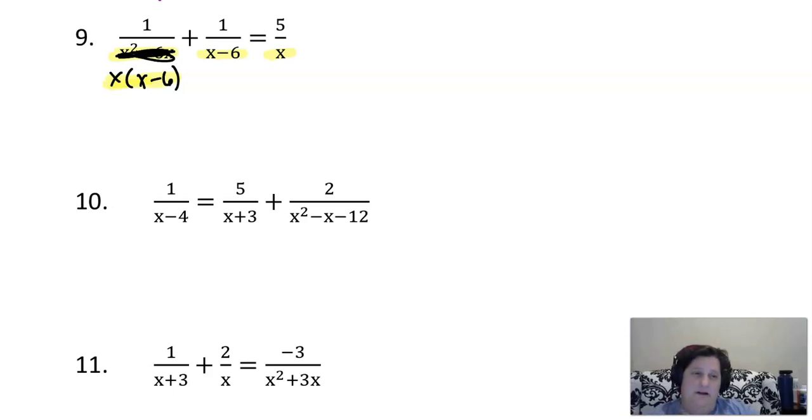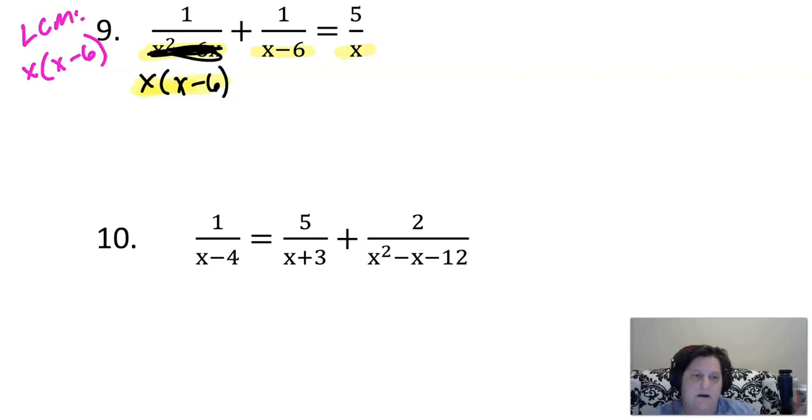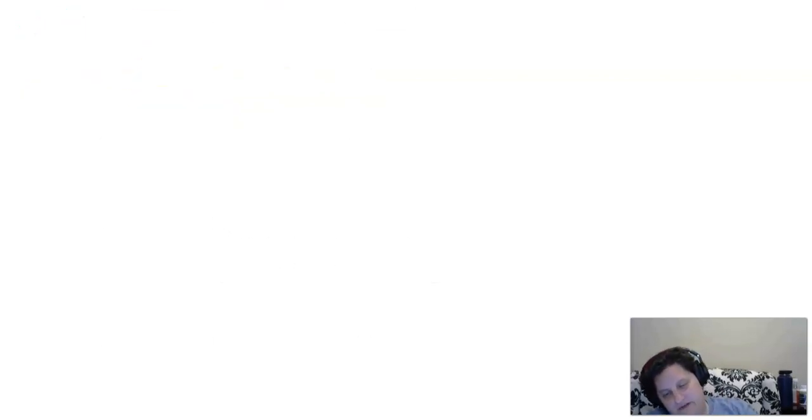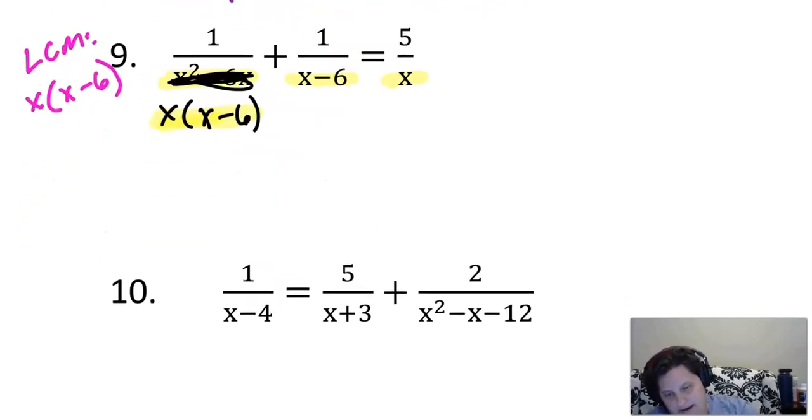So if you look at all the denominators, a couple of them have an x in it, a couple of them have an x minus 6 in it. So my LCM, I'm going to call it x times x minus 6. Instead of trying to get that as a common denominator, you can, it's just a couple extra steps. What I'm going to do is multiply every term by x times x minus 6.